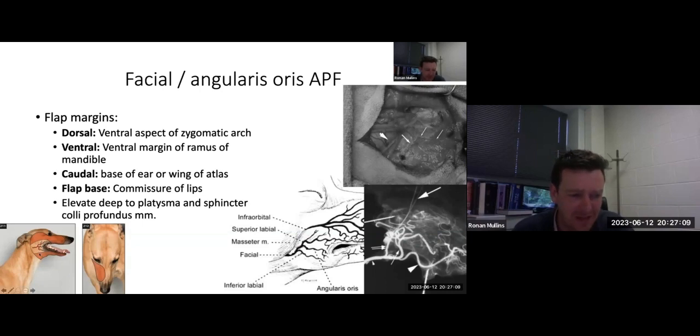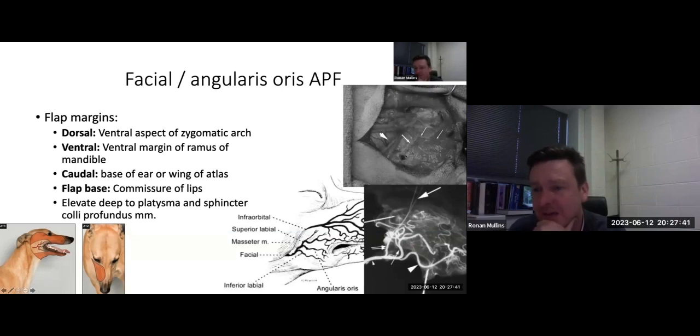It's important when we elevate this flap, and we would do it from caudal to cranial, towards the base of the flap, that we elevate it deep to the platysma muscle. So that is important again, that we don't injure the vascular supply to this flap. This is just an angiographic study, showing you this would be the facial here, and this here is the angularis oris. And another example here from a case.